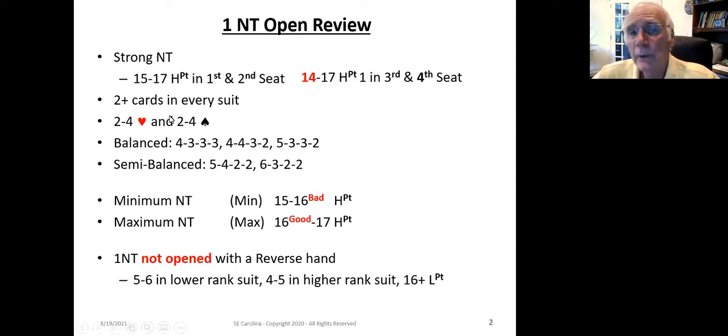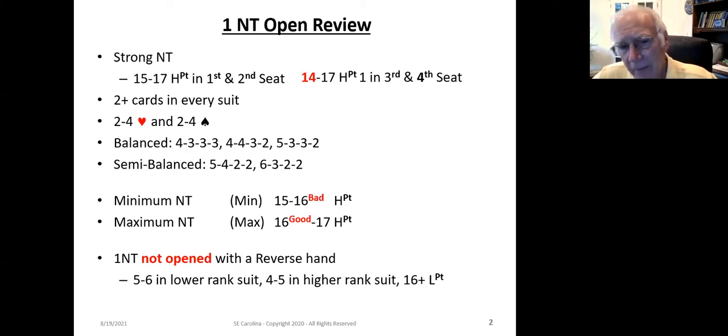To open one no trump, we need to have 2+ cards in every suit, no 5-card major, and a balanced or semi-balanced hand. We divide the 15 to 17 points up into two increments, a minimum of 15 to 16 bad, what's bad is lots of queens and jacks, yuck, or a maximum 16 good or more.